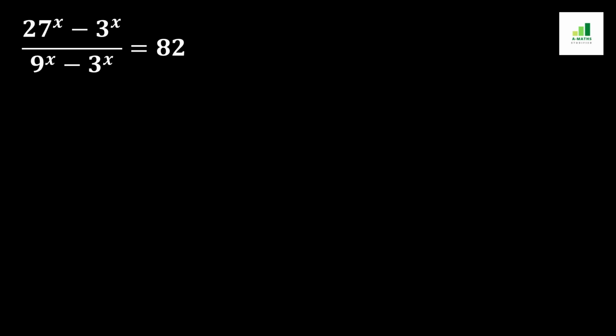Welcome to AMS. Today in this video we are going to solve a question, and the question is 27^x minus 3^x over 9^x minus 3^x is equal to 81.